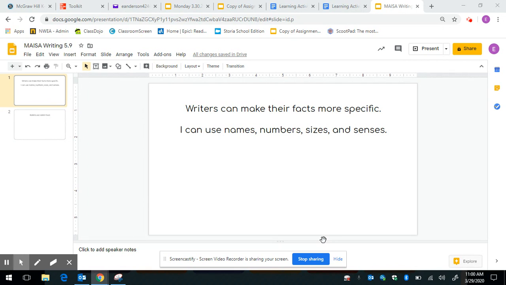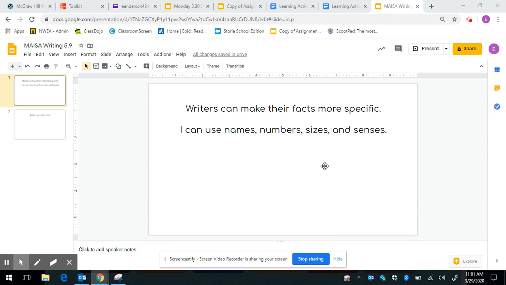Today, we're going to talk about how we can make our facts more specific in our expert writing, and we're going to use things like names, numbers, sizes, and our senses. So we're going to add information that our readers will love to read, and we're going to learn how to make our facts specific using these things here.